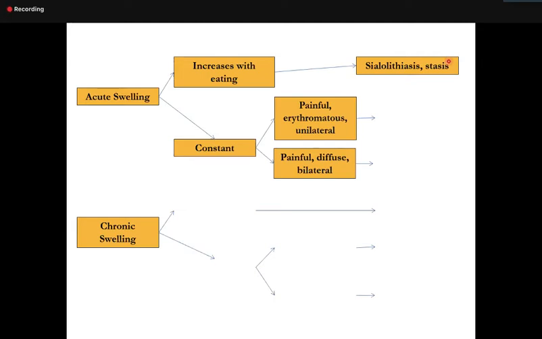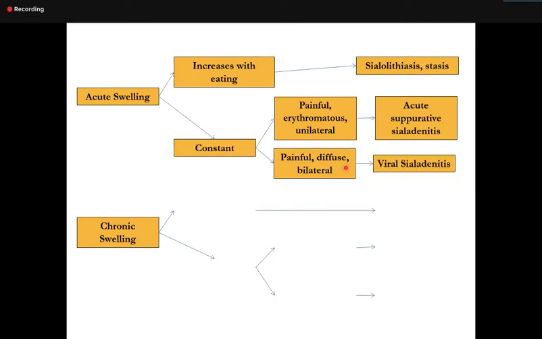It means swelling of short duration, and it does not change with eating, and it is unilateral, then it is infectious, acute sialadenitis, acute suppurative sialadenitis. And if it is diffuse, bilateral, acute, then it is viral. So like mumps. In mumps, it would be acute swelling, and it will be painful.